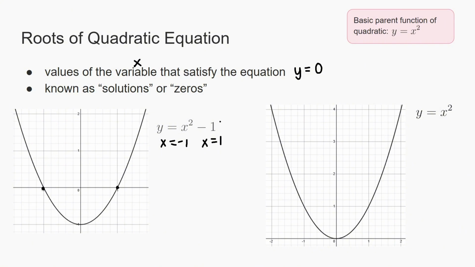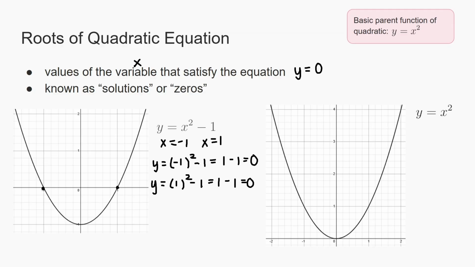We should be able to check our answer and plug these in, and it should give us 0. Let's do that now. y equals negative 1 squared minus 1, which is equal to 1 minus 1, which is 0. We know x equals negative 1 is correct. Let's check the second one. So y equals 1 squared minus 1 equals 1 minus 1, which is equal to 0. So we know x equals negative 1 and x equals 1 are both the correct solutions.